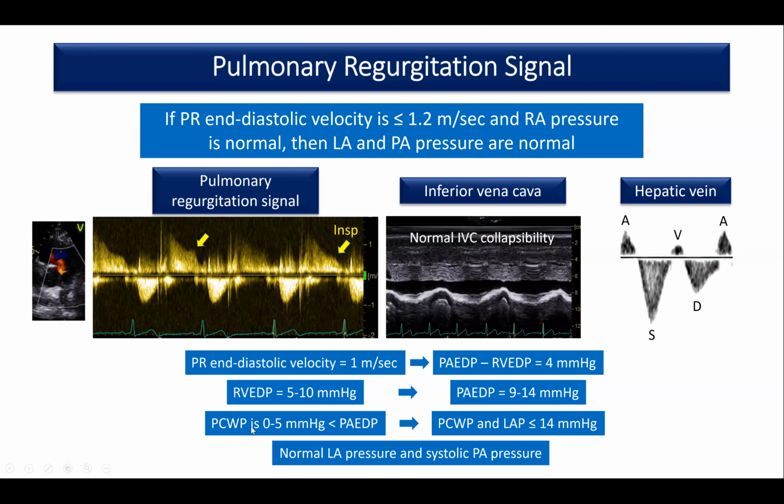And we know that the wedge pressure typically is 0 to 5 millimeters of mercury less than the PA end diastolic pressure. So your wedge pressure, and therefore the LA pressure, has to be less than or equal to 14 millimeters of mercury. Therefore, it's got to be normal. So whenever you have a PR end diastolic velocity of 1.2 meters per second or less, decreasing with inspiration, and you have a normal IVC, you can rest assured that the left atrial pressure and the PA pressure are normal.